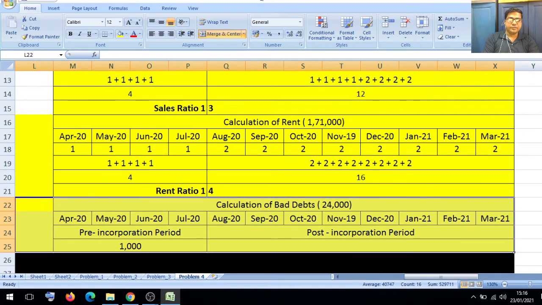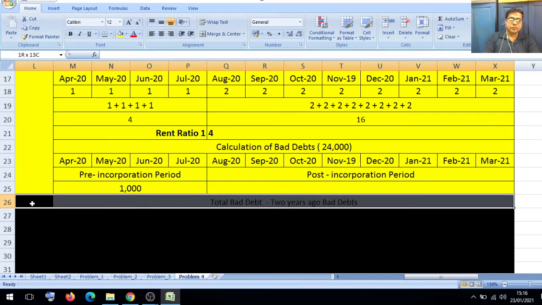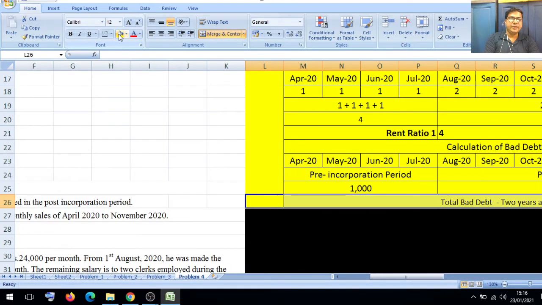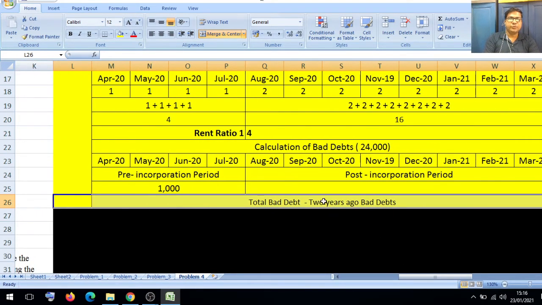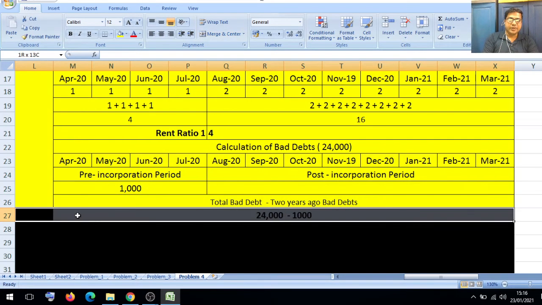Okay, fine. Now total bad debts were 24,000. From this, the 2 years ago bad debt was 1,000. It is considered as a pre-incorporation period bad debt. Now we have to find out the remaining bad debts.